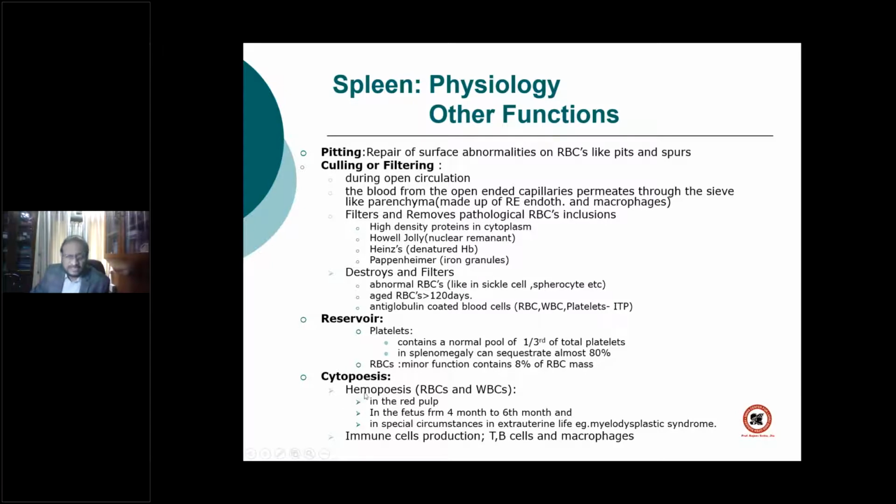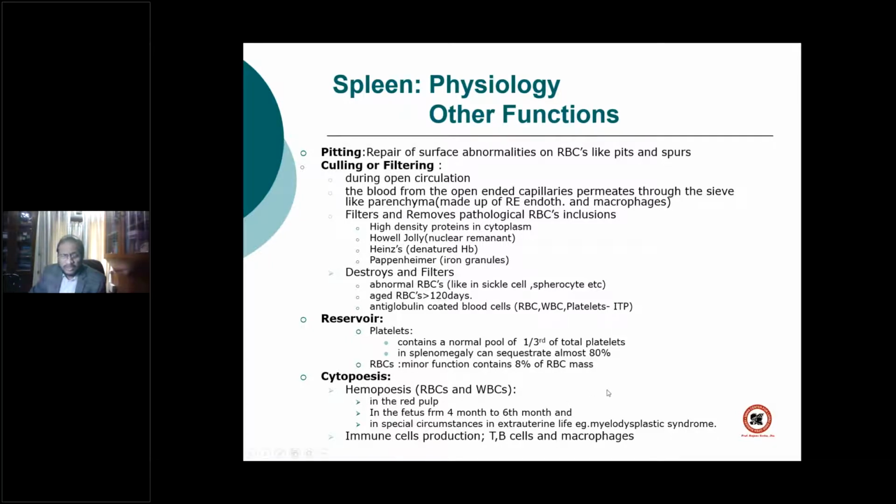And then the final function, that is cytopoiesis, that means blood forming. And which part of the blood does it form? Now, hemopoiesis is an important function up to 4 to 6 months of fetal life, and that also occurs in the red pulp. But once the child is born, that function goes away.